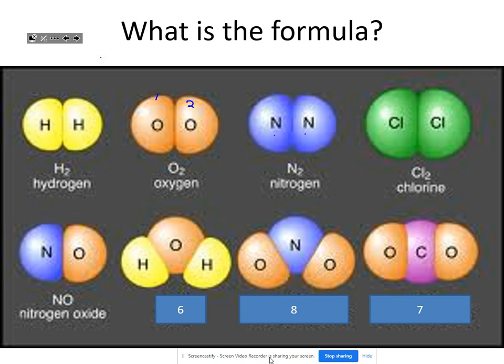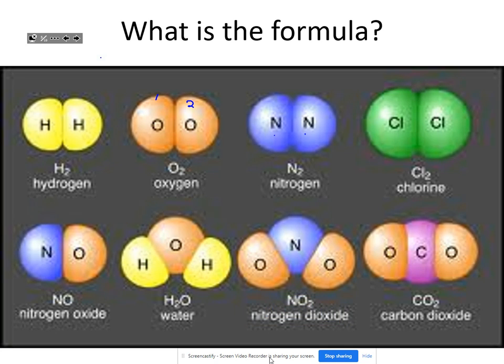Number 6 should be familiar, H2O. Number 8, NO2. Number 7 would be CO2, carbon dioxide. You maybe heard of that before. Breathe it out every second of the day. Then we have NO2, nitrogen dioxide.